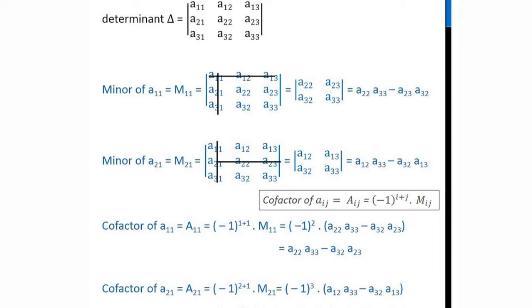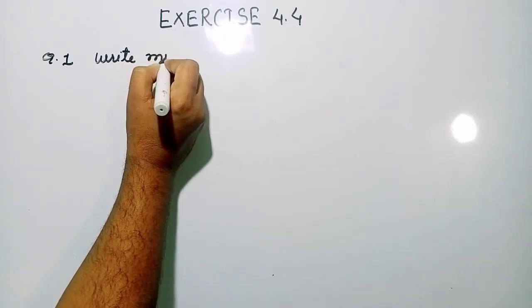Similarly, the formula of cofactor of Aij element: capital Aij is equal to minus 1 to the power row plus column, I plus J, where I is the number of row and J is the number of column, into the minor, right? So using this formula we can find out the cofactor.